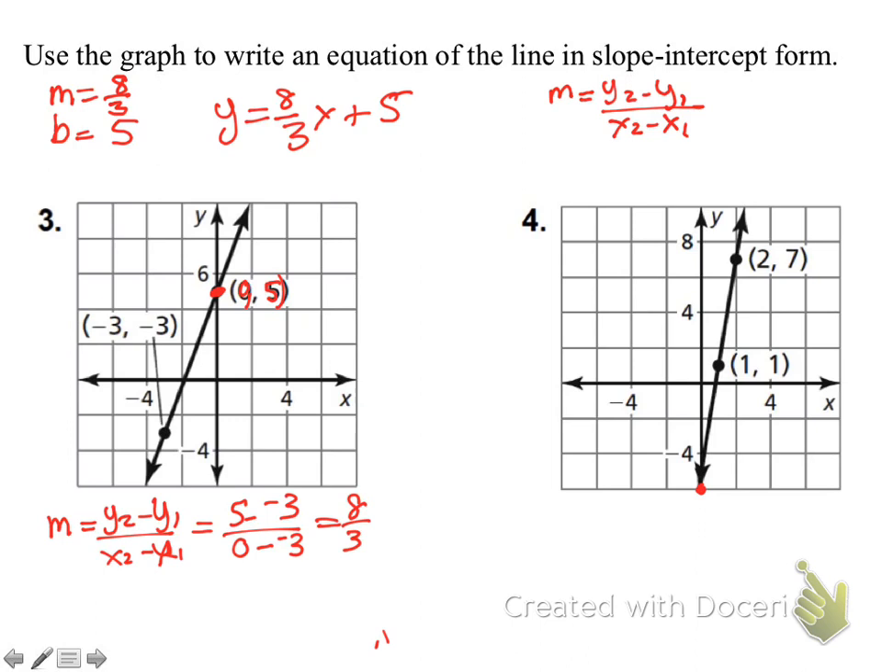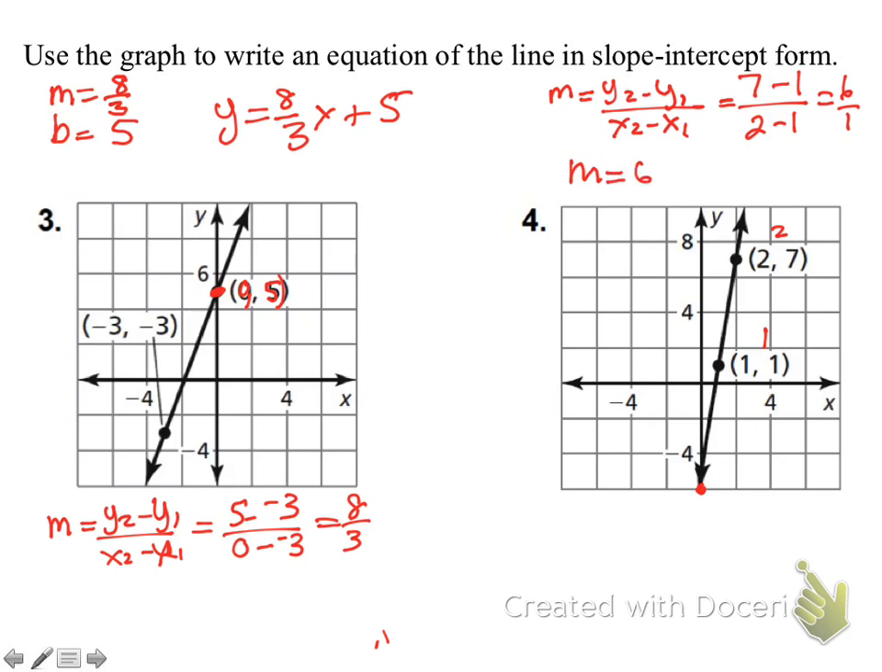What do you think? He says no. If I enlarge it right here, it looks to me like it's okay. So anyways, I'll call this point 2 and this point 1. So I'm doing 7 minus 1 over 2 minus 1. And what do we get? 6 over 1. So my m is 6.